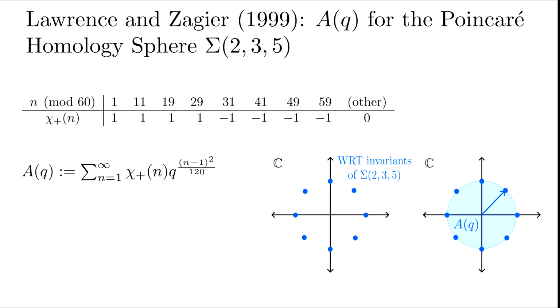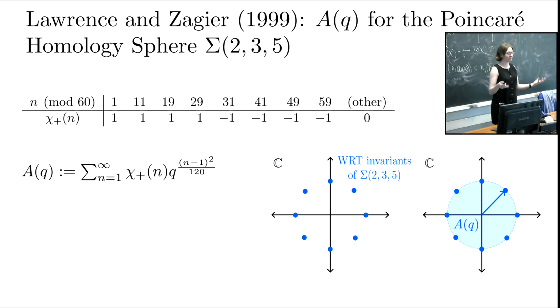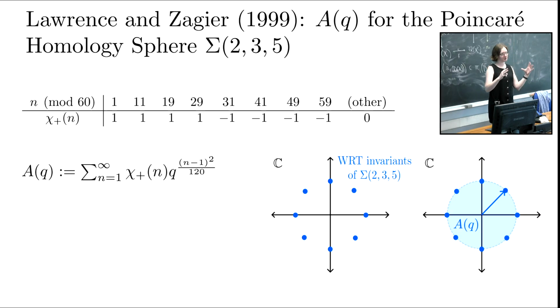So how did they come up with this series, or how did they define it? They have this chi-plus function that comes from number theory in a certain sense, where you just look at congruence mod 60. It either takes the value of +1, -1, or 0. And then you have these powers of q. So chi plus of n times q to the (n squared minus 1) over 120, and you take the sum from 1 to infinity. Magically, this is a holomorphic function. It converges on the interior of the unit disk, and all of our radial limits tell us the Witten-Reshetikhin-Turaev invariant of that specific manifold.